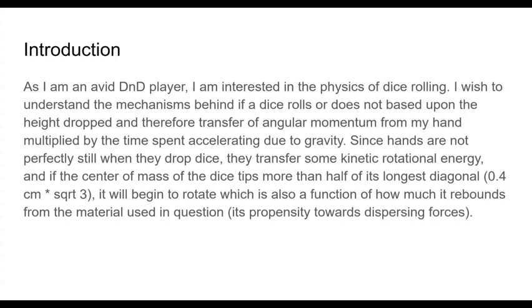Since hands are not perfectly still when they drop dice, they transfer some kinetic rotational energy, and if the center of mass of the dice tips more than half of its longest diagonal, it will begin to rotate, which is also a function of how much it rebounds in the material used in question.